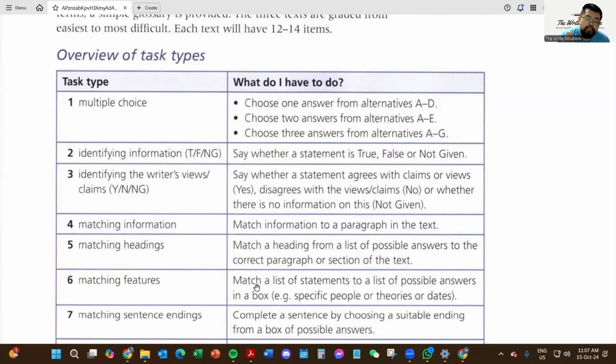Now, if it asks for 2 answers, and you get 1 correct and 1 wrong, they'll mark 2 as wrong. You have to get all 2 and all 3 of them. True, false, or not given, okay? This is finding the statement to be true or false or not given.